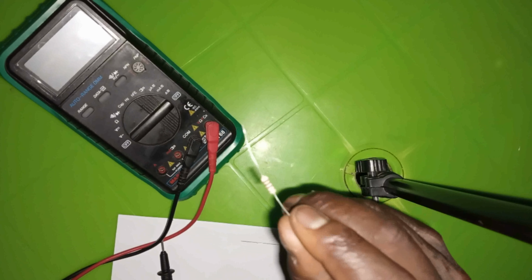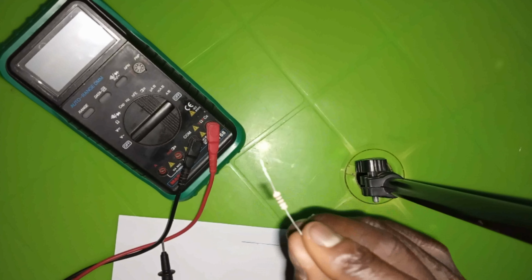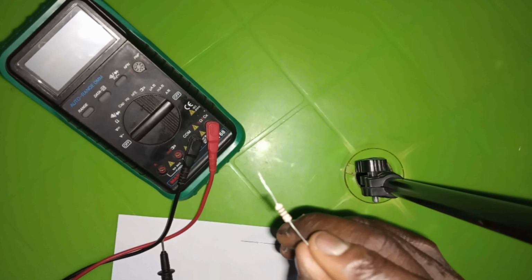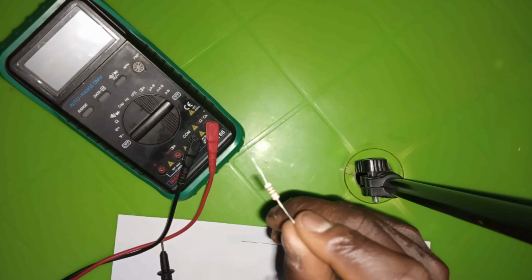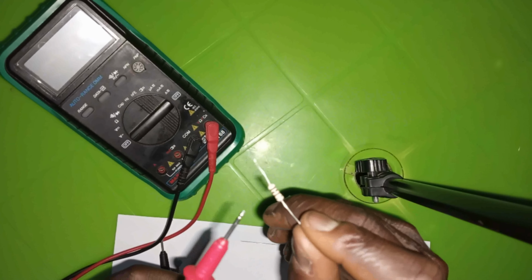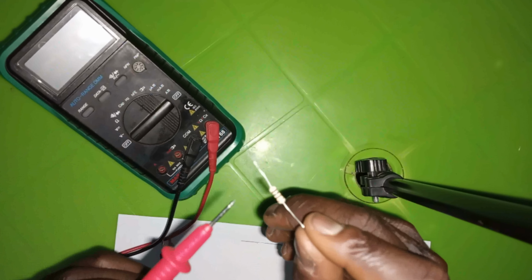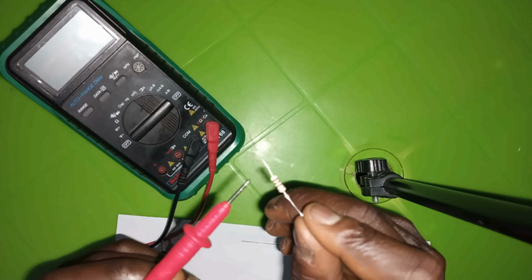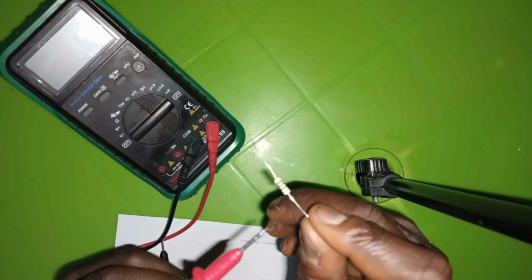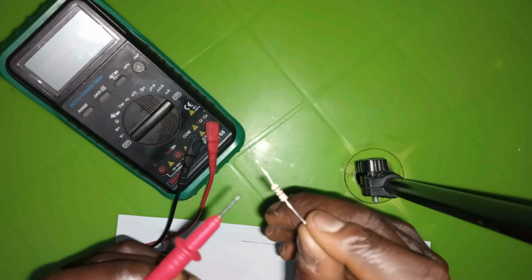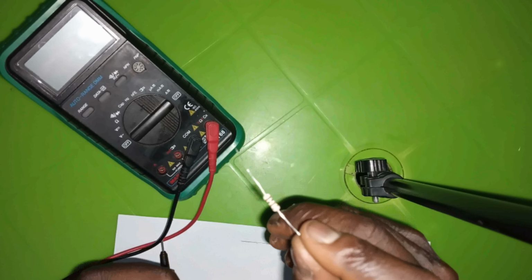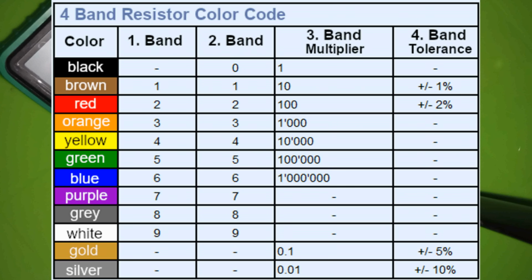Okay, so before we calculate the value of this resistor, there are things that are vital about fixed resistors, and I would want to let you know. This resistor, for example, has 4 color bands on it. We have the first band, the second band, the third band, which is the multiplier, and the fourth band, which is the tolerance of the resistor.